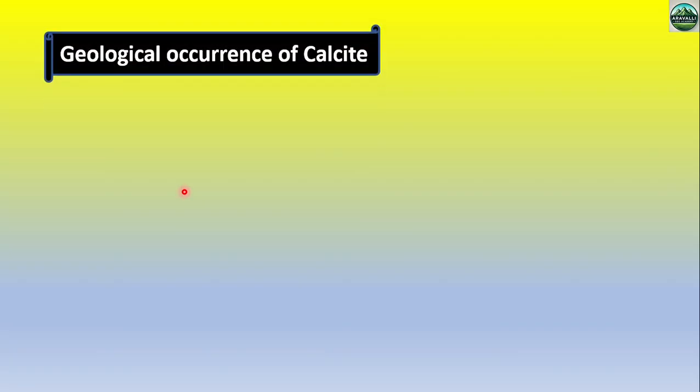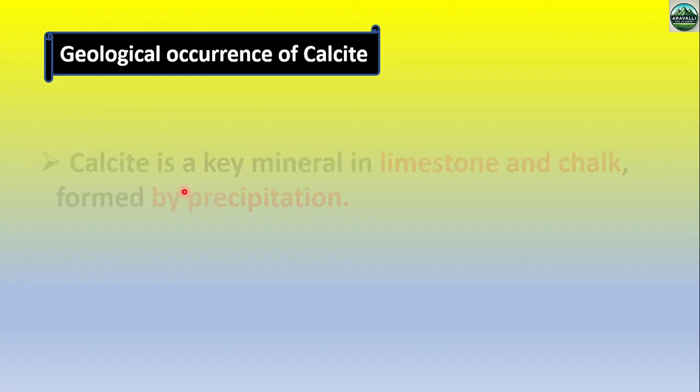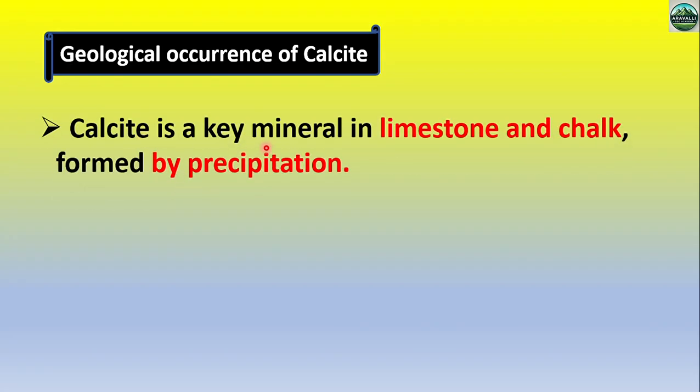Now we are going to discuss the geological occurrence of calcite. It means how calcite is formed. First, calcite is a key mineral in limestone and chalk, formed by precipitation. Okay, so in limestone or chalk, calcite forms through the process of precipitation.